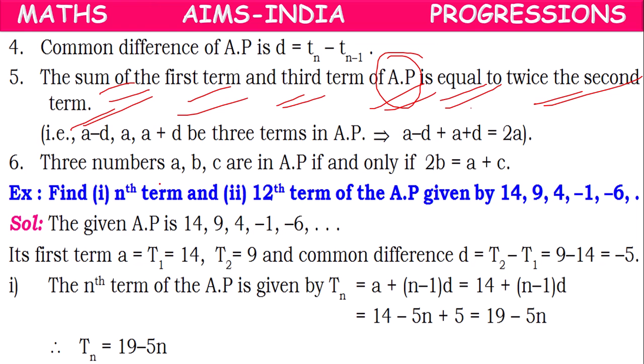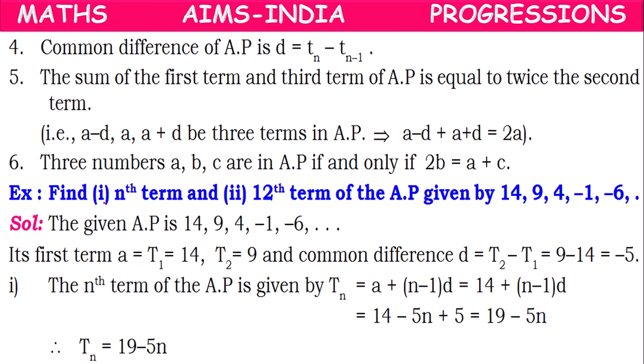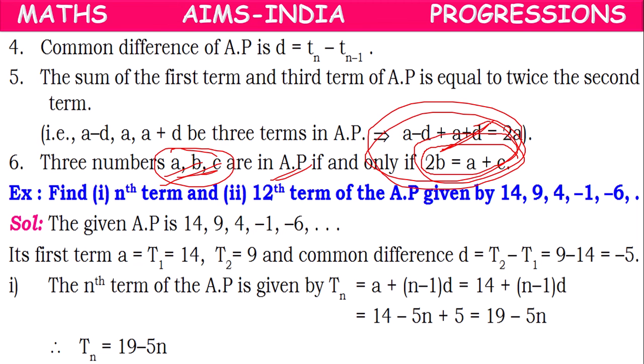So, three numbers a, b, c can be in AP if and only if they satisfy this condition. What is the condition? a and c are the first term and third term, and their sum equals twice the second term. So 2b = a + c. Any sequence like a, b, c can be in AP if they satisfy this condition, 2b = a + c.